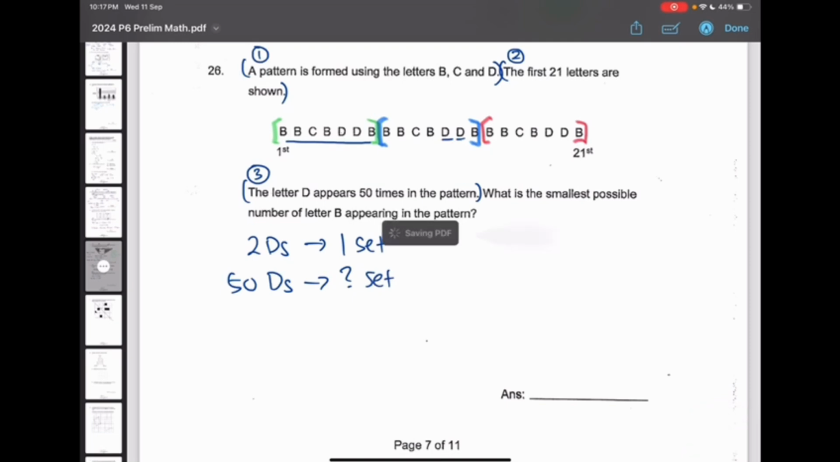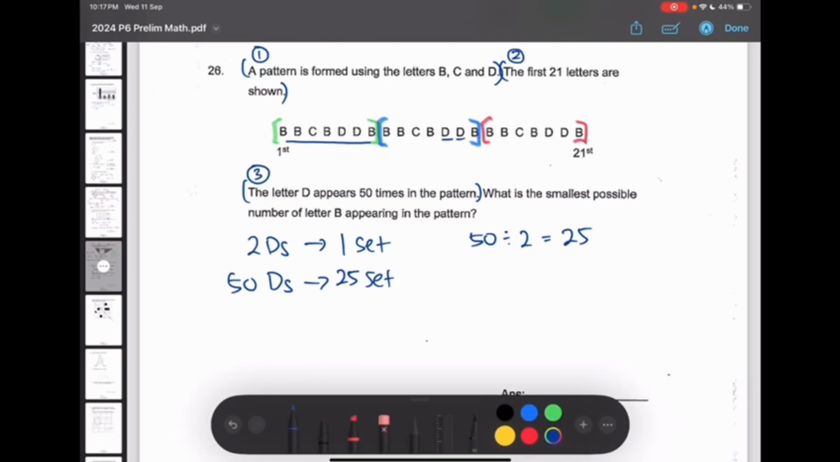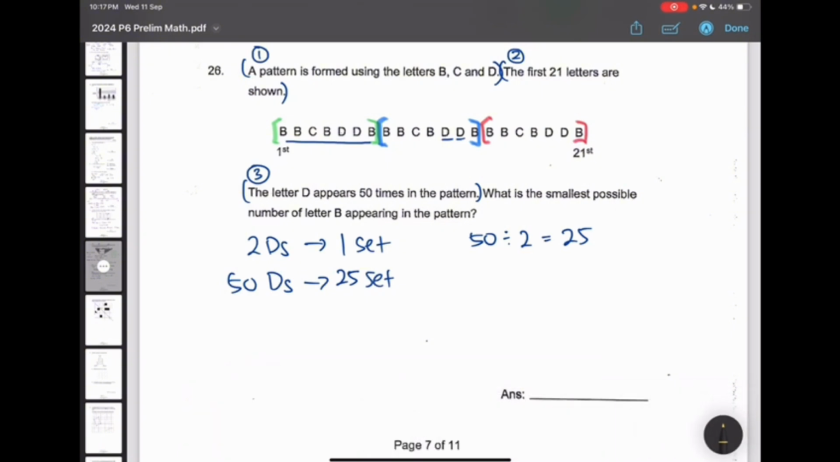I simply take 50 divided by 2, and what I get is 25. So now I know that there are 25 sets if there are 50 Ds. Let's move on to the next sentence. What does it say? What is the smallest possible number of letter B appearing in the pattern?